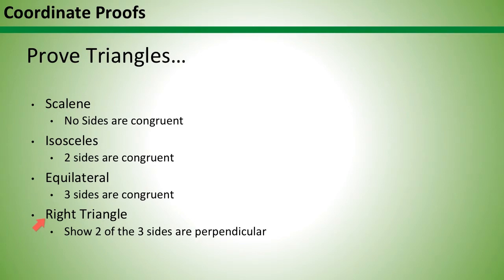And then a right triangle. A right triangle just means that we have one right angle. So all we have to do is show that two of the three sides are perpendicular. So two sides have a slope. We're going to find the slope of all three sides and show that two of them are opposite reciprocals of each other.